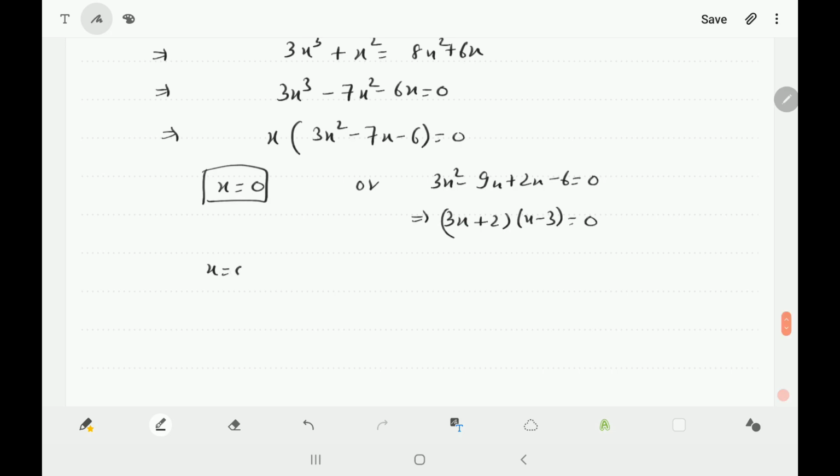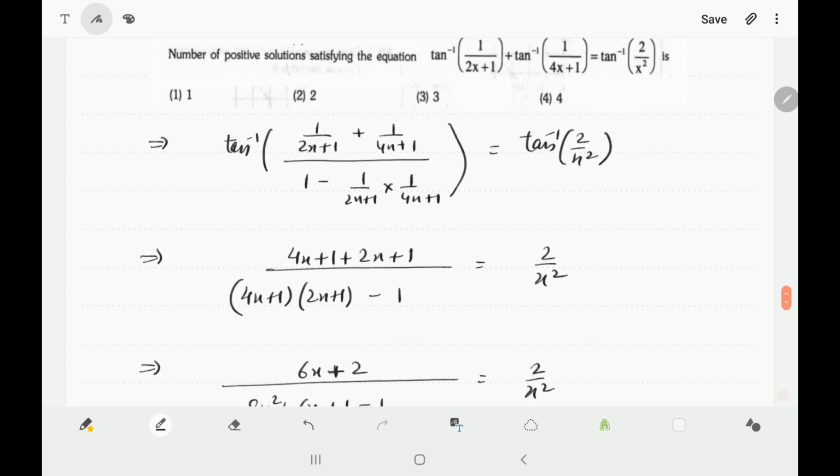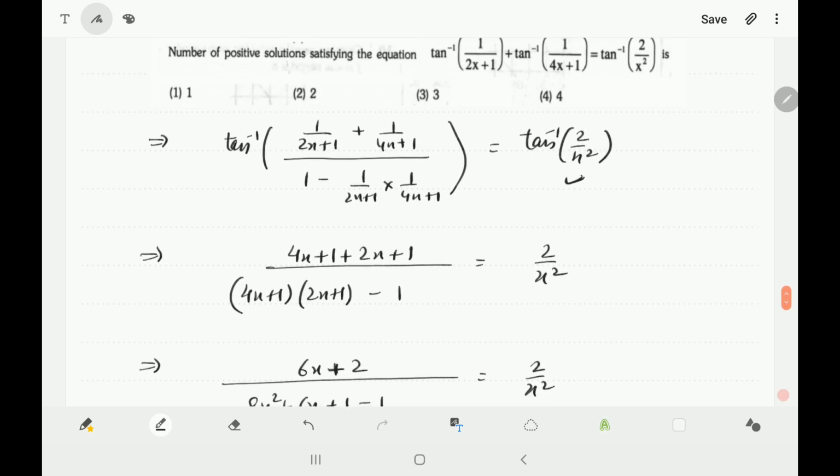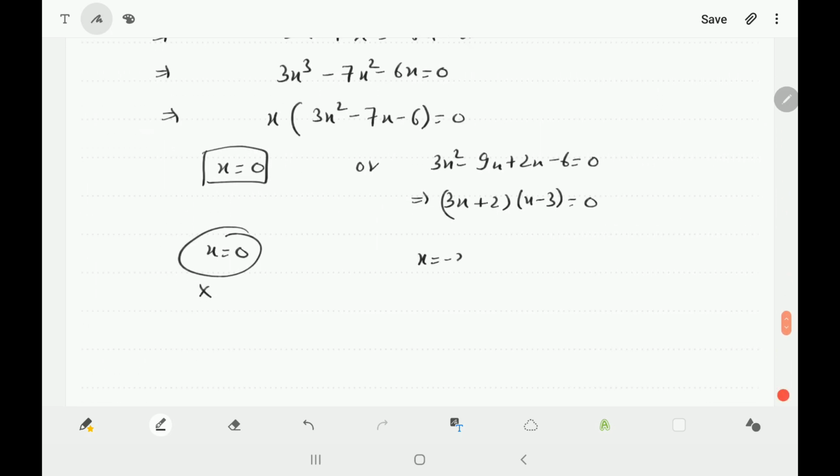So x equal to 0 is not possible because it is not in the domain, because 2 divided by x square is present, so x equal to 0 won't satisfy this equation. Secondly, we already need positive solution, so x should be greater than 0, which is already given in the problem. So x equal to 0 won't be the answer. X is equal to minus 2 by 3 won't be the answer. So we are only left with the option x is equal to 3.